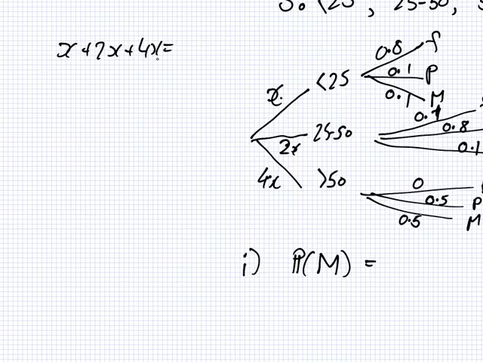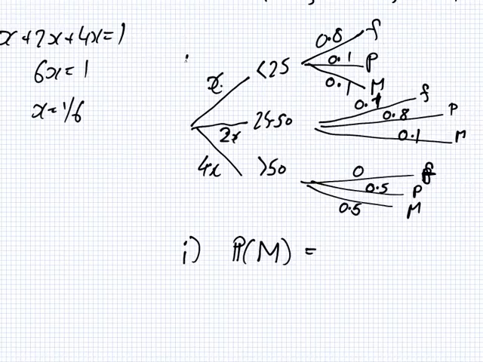30, or if you want to make it probabilities, it should add to 1. So that means 6x equals 1. So x is 1 over 6. So what will happen here is, this will be 1 over 6. This will be 2 over 6, which is 1 over 3. And this last one here will be 2 over 3.